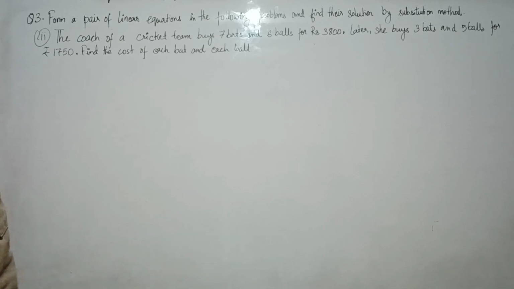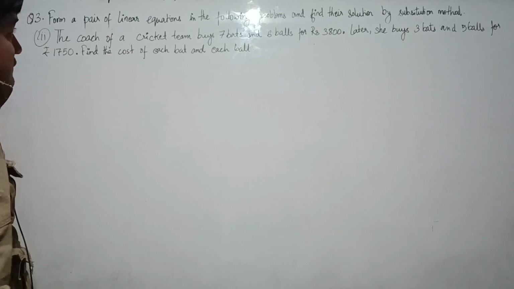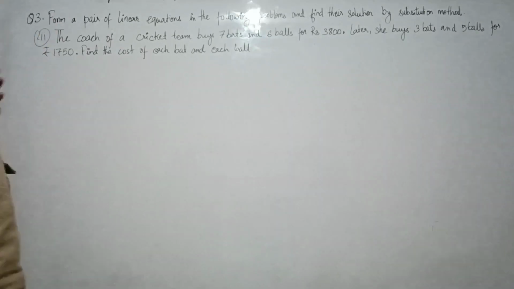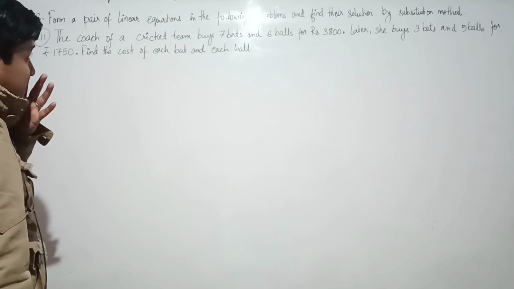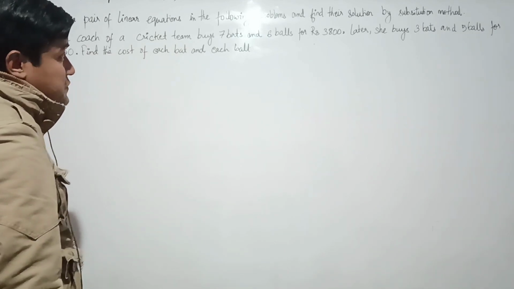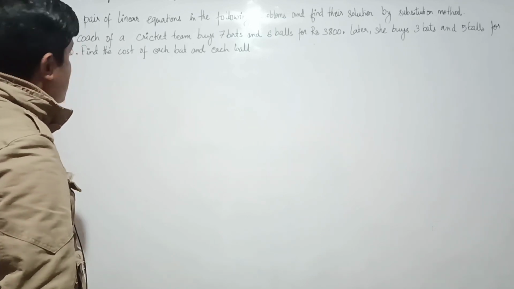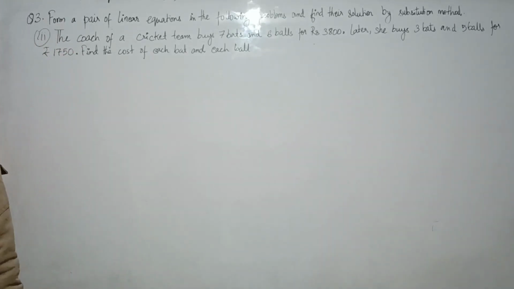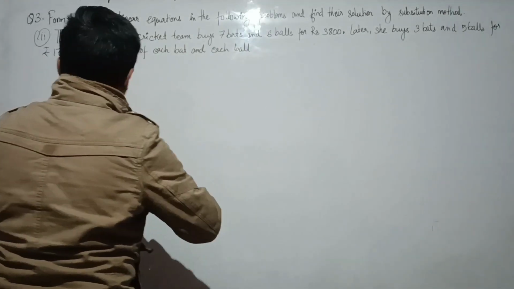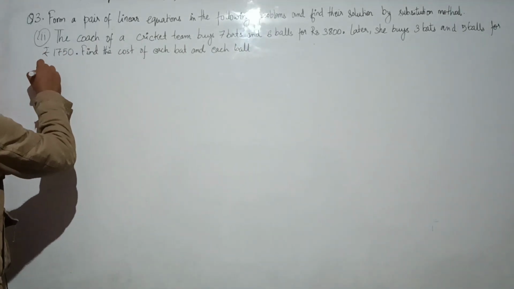So question number three: form a pair of linear equations in the following problems and find their solution by substitution method. The coach of a cricket team buys 7 bats and 6 balls for ₹3,800. Later she buys 3 bats and 5 balls for ₹1,750. Find the cost of each bat and each ball. So we need to find the cost of each bat and each ball.